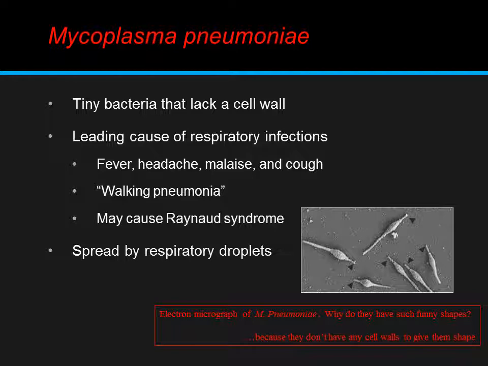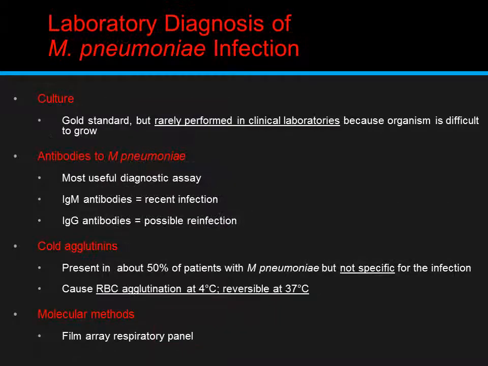It is spread by respiratory droplets. Until recently, we thought it could not be cultured. We have eventually developed culture techniques. I don't think you're going to see cultures done in the clinical lab at all. Far more commonly, we're going to test for antibodies to the organism, and again, we can test for probably both IgM and IgG to differentiate between a current infection and a previous infection, reinfection, re-exposure.